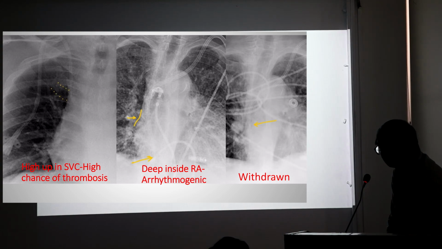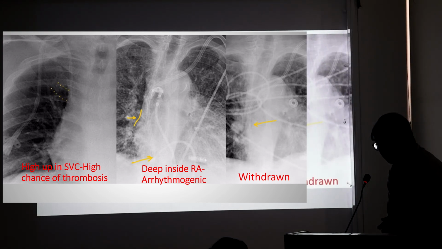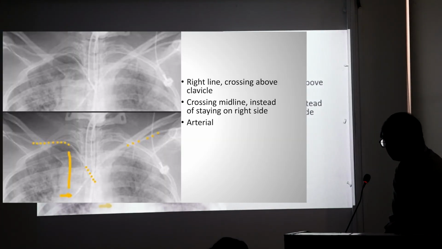So this is the patient having the central venous catheter. This is a tunnel catheter which is there high up in the SVC. So as I have told you, there's a high risk of thrombosis. We need to push inside a bit. And this one is very much deep inside the right atrium, so we need to withdraw. And after withdrawing, it's there in the proper position.